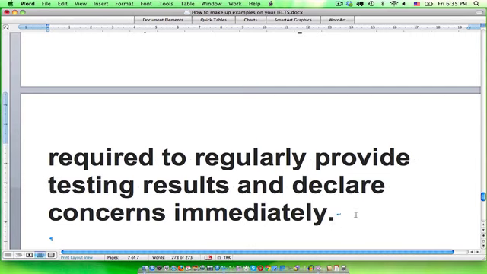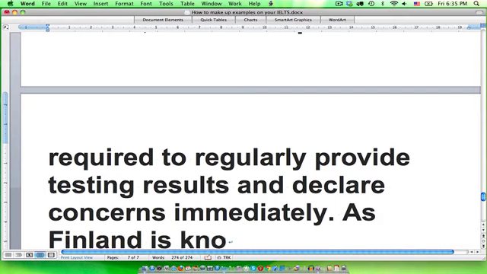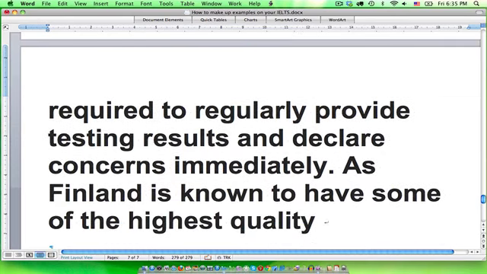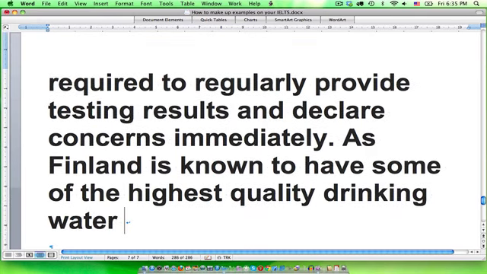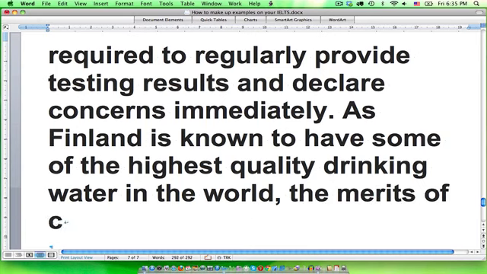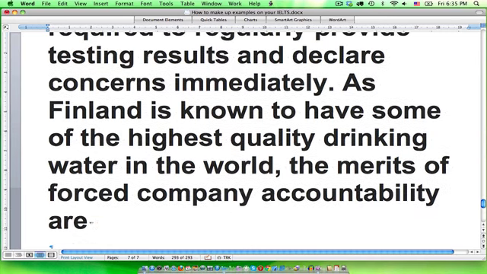Now, as I've said several times, I have no idea whether this is true for Finland or not. It probably is true, but it's a complete assumption, and it supports our position quite well. So, as Finland is known to have some of the highest quality drinking water in the world, again, I have no idea whether that's true, the merits of forced company accountability are clear.